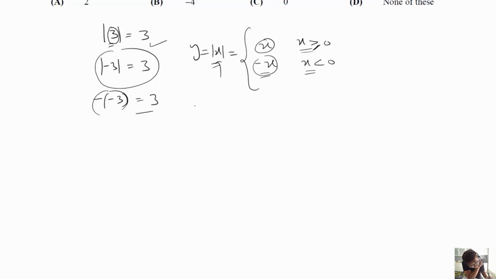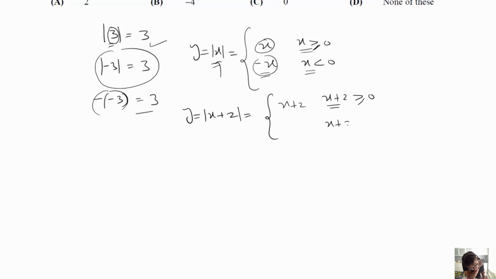Something similar I'll show you how to do with this mod of x plus, say, 2. Mod of x plus 2. So we do the same thing. If x plus 2 is greater than 0 or greater than equal to 0, then we remove the mod sign. Mod does nothing because the quantity inside is positive. So it is x plus 2.